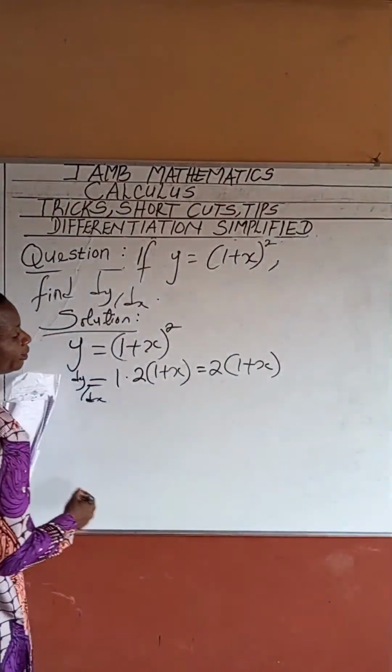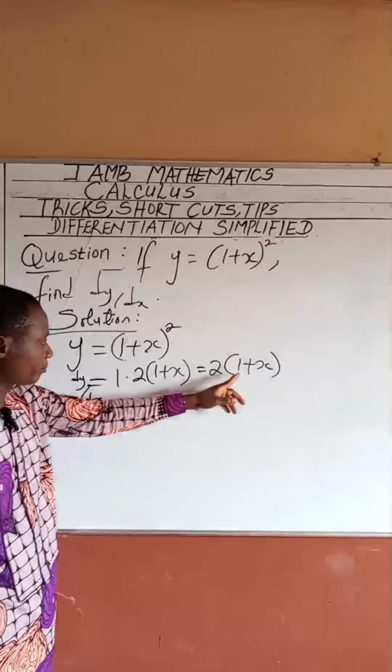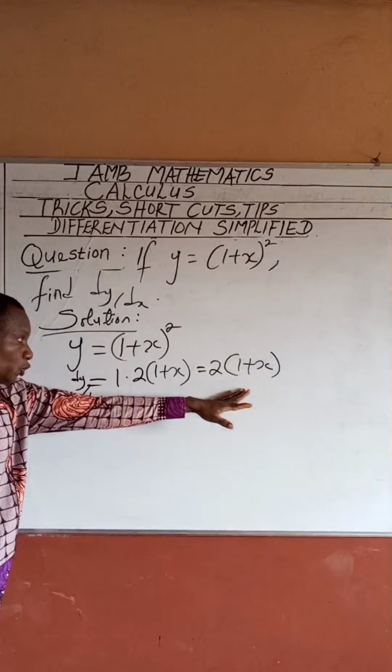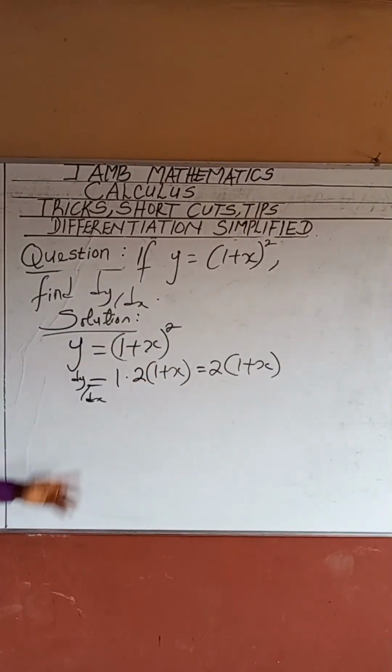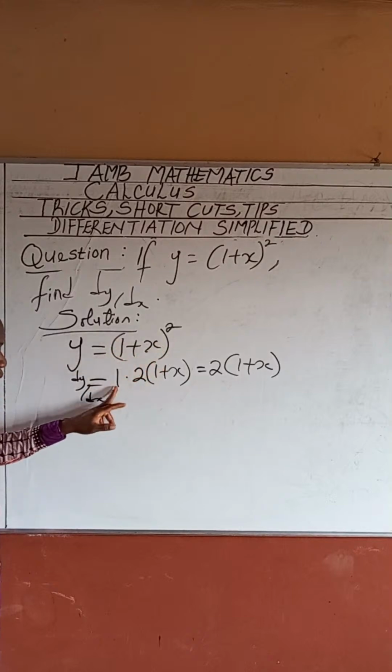Just understand how to do it. This is exactly how to do it. If you like, you can go ahead and open the bracket, but it's not necessary. This is the solution to this particular one. Why? Simply because if you differentiate what is inside here, you get 1.